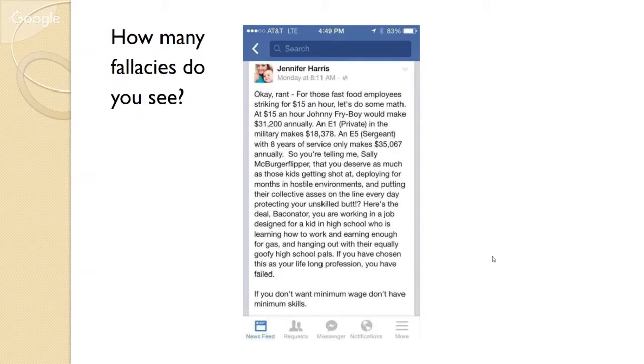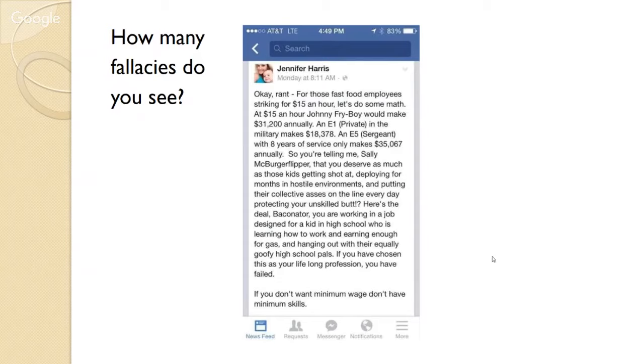There's straw man, because this is misrepresenting advocates for raising the minimum wage, what their position is. They're not saying that they deserve as much as service members do. That's a misrepresentation. Here's the deal, Baconator.